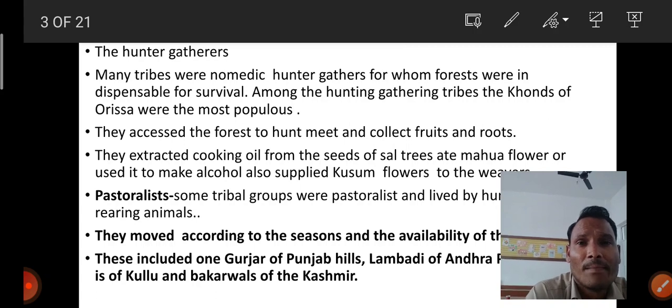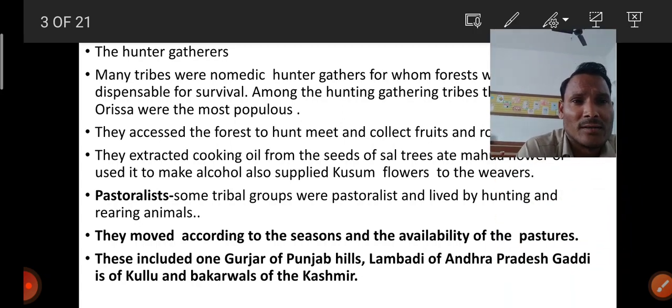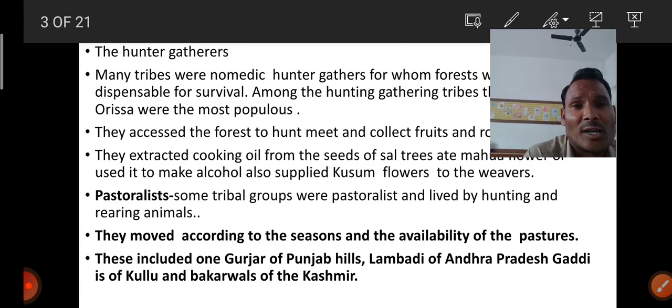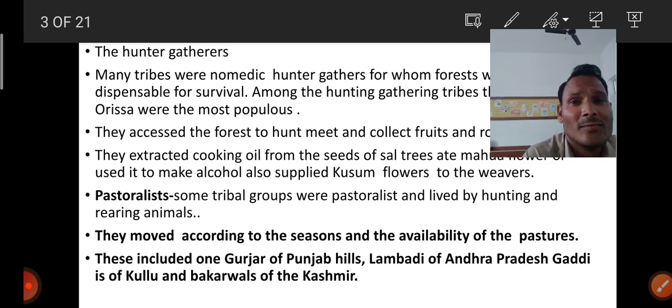Now, second, pastoralists. Some tribal groups were pastoralists and lived by rearing animals. They moved according to the season and availability of pastures. These included the Gujars of Punjab Hills, Lambadis of Andhra Pradesh, Gaddis of Kullu, and Bakkarwals of Kashmir.